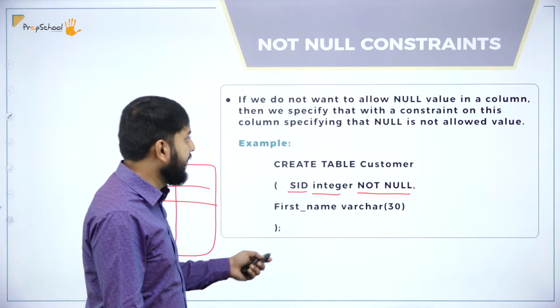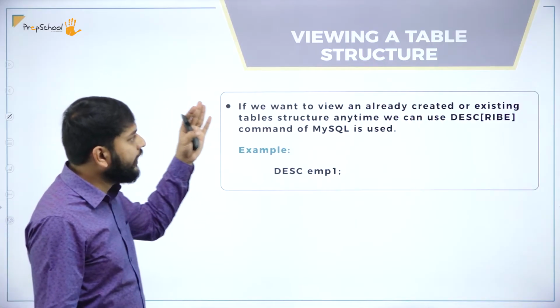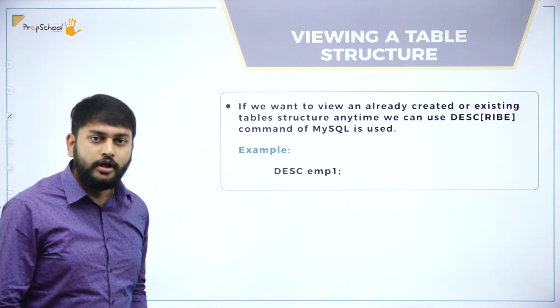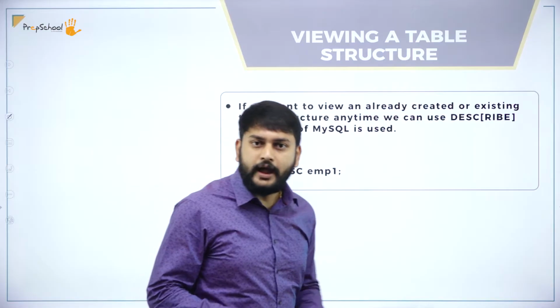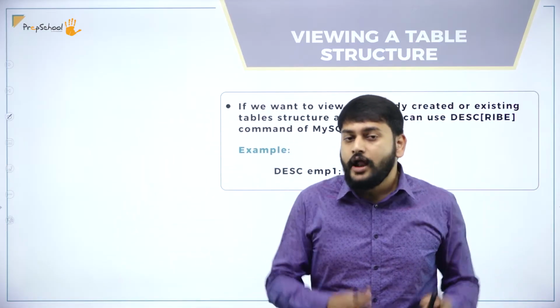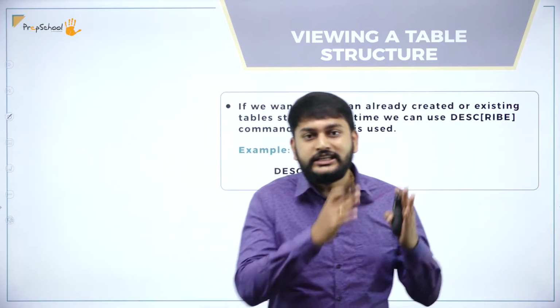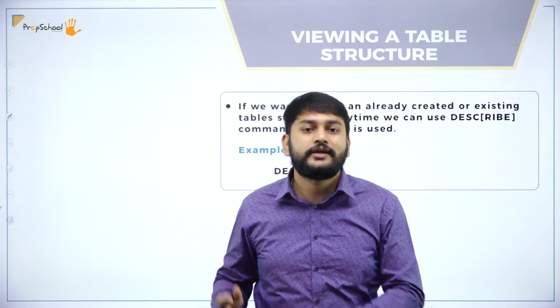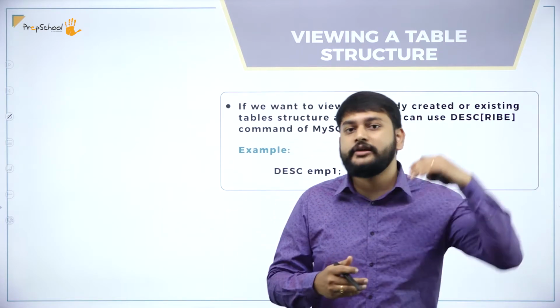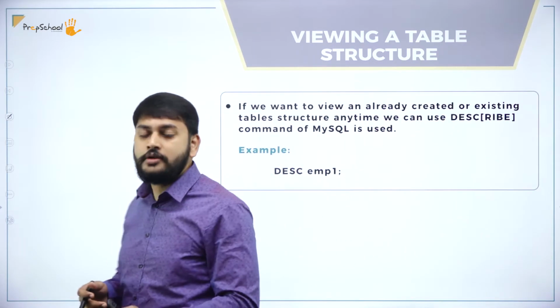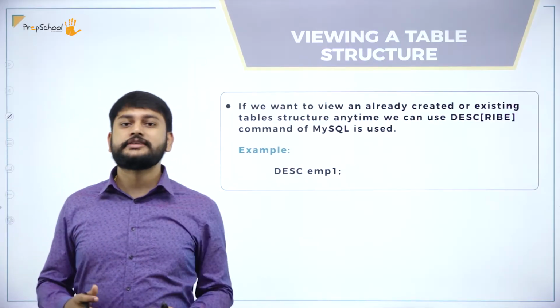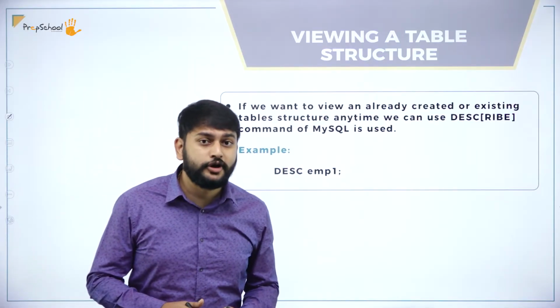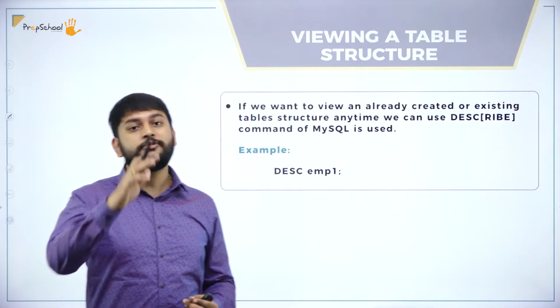So moving on to the next one. Viewing a table structure. What is the meaning of it, sir? I have a table. In that, how many columns do I have? Each column will have what data type? I mean, what data type can I store in each column. That is what I will call a table structure.